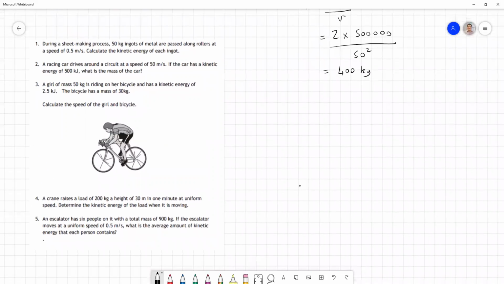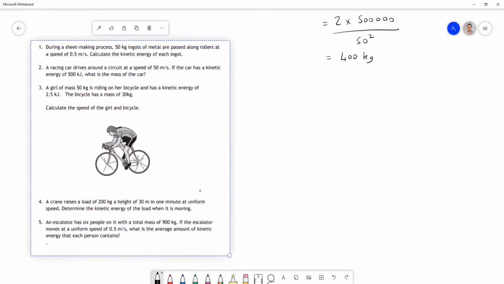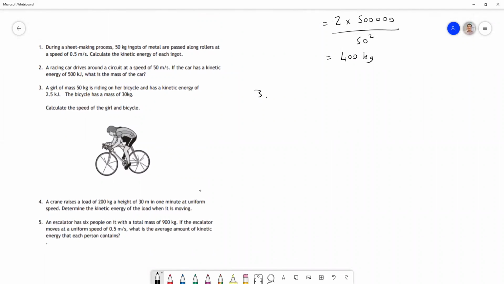In question 3, we're again being asked to do a couple of different things. One, we're being asked to find the speed. And this time there are 2 masses in the question. So what's going on here? A girl of mass 50 kilograms is riding her bicycle. She has kinetic energy of 22.5 kilojoules, and the bicycle has a mass of 30 kilograms. It says calculate the speed of the girl and bicycle. In a scenario like this, we get the mass by adding the 2 masses together, because the kinetic energy applies to the whole system of the girl and the bicycle. So it's the mass of the whole system we're interested in.